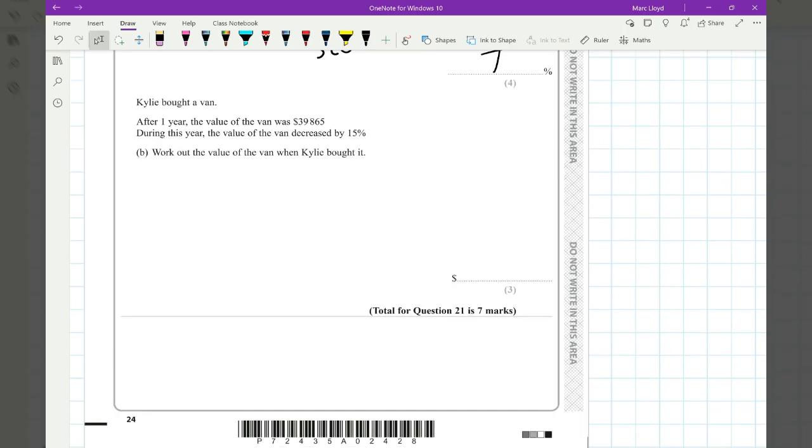Right, Kylie bought a van. After 1 year, the value of the van was £39,865. During this year, the van decreased by 15%. Work out the value she bought it for.